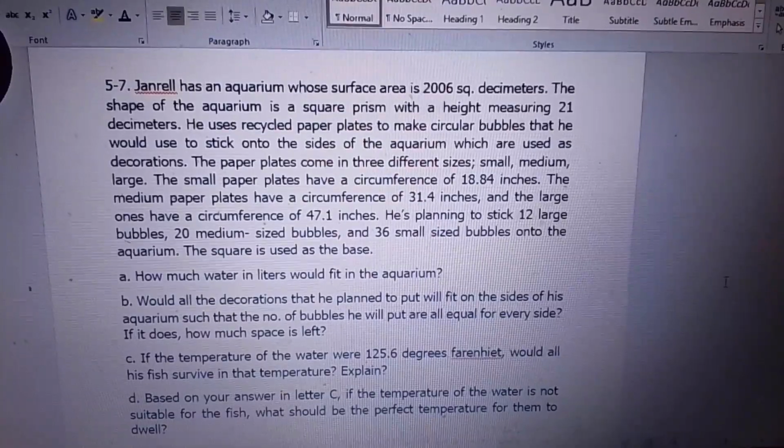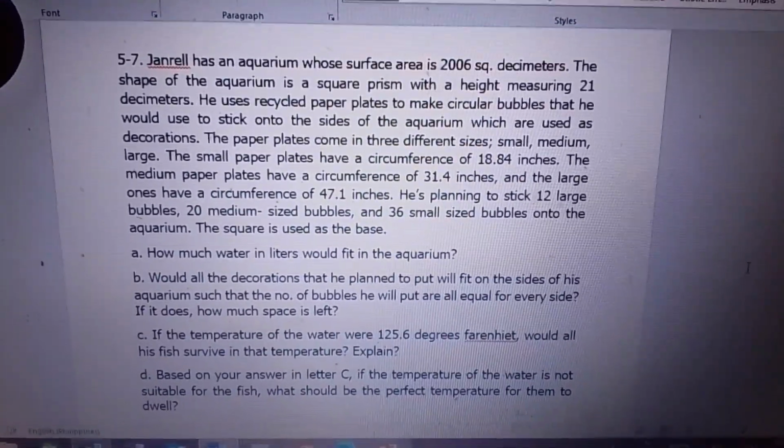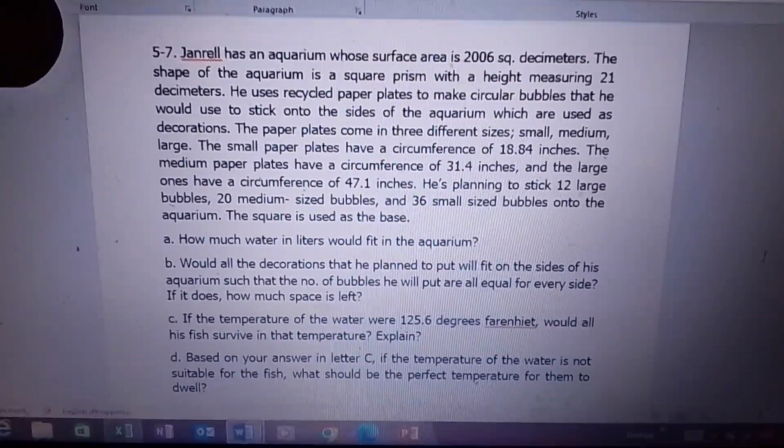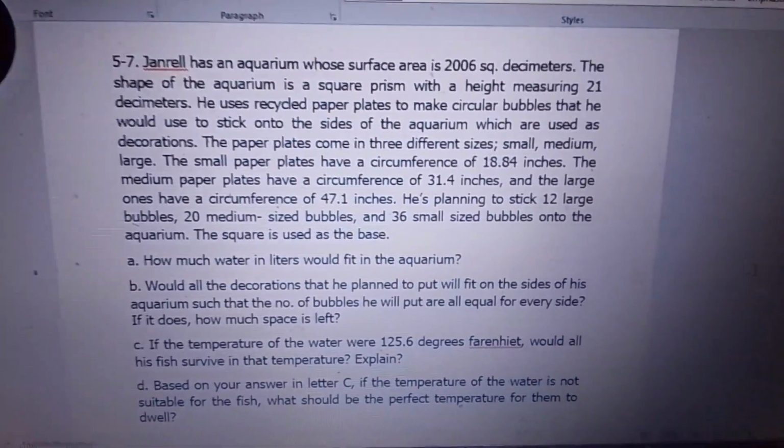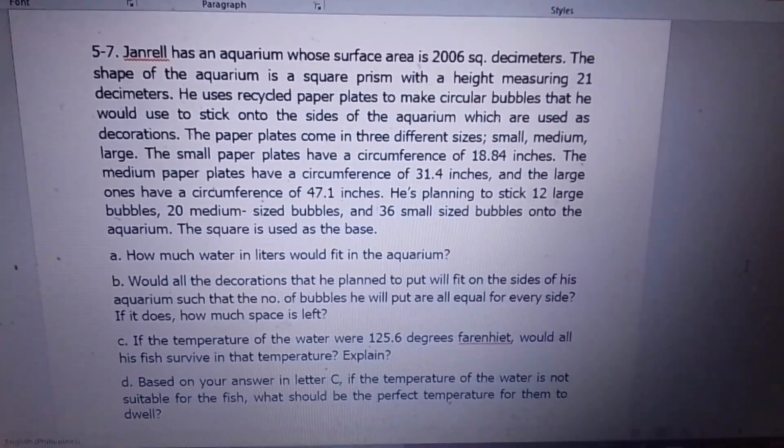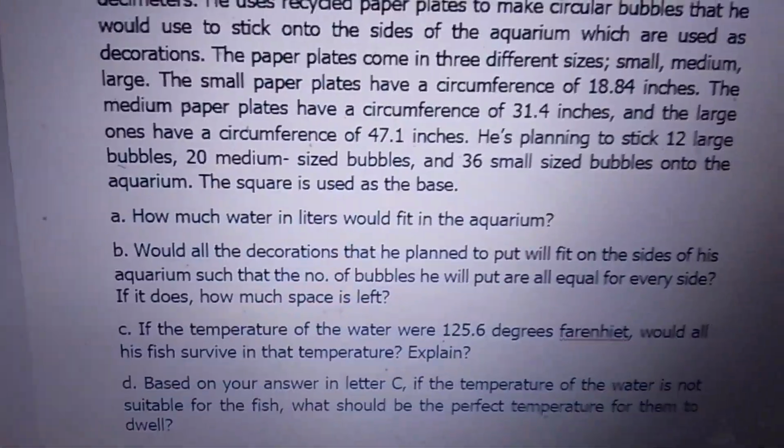But if you're going to think about this aquarium, it's really large. I know in aquarium, that's supposed to be centimeters. But assuming lang it's in decimeters. But in general, wala tayong aquarium na ganun. Okay? Now let's answer the following questions.